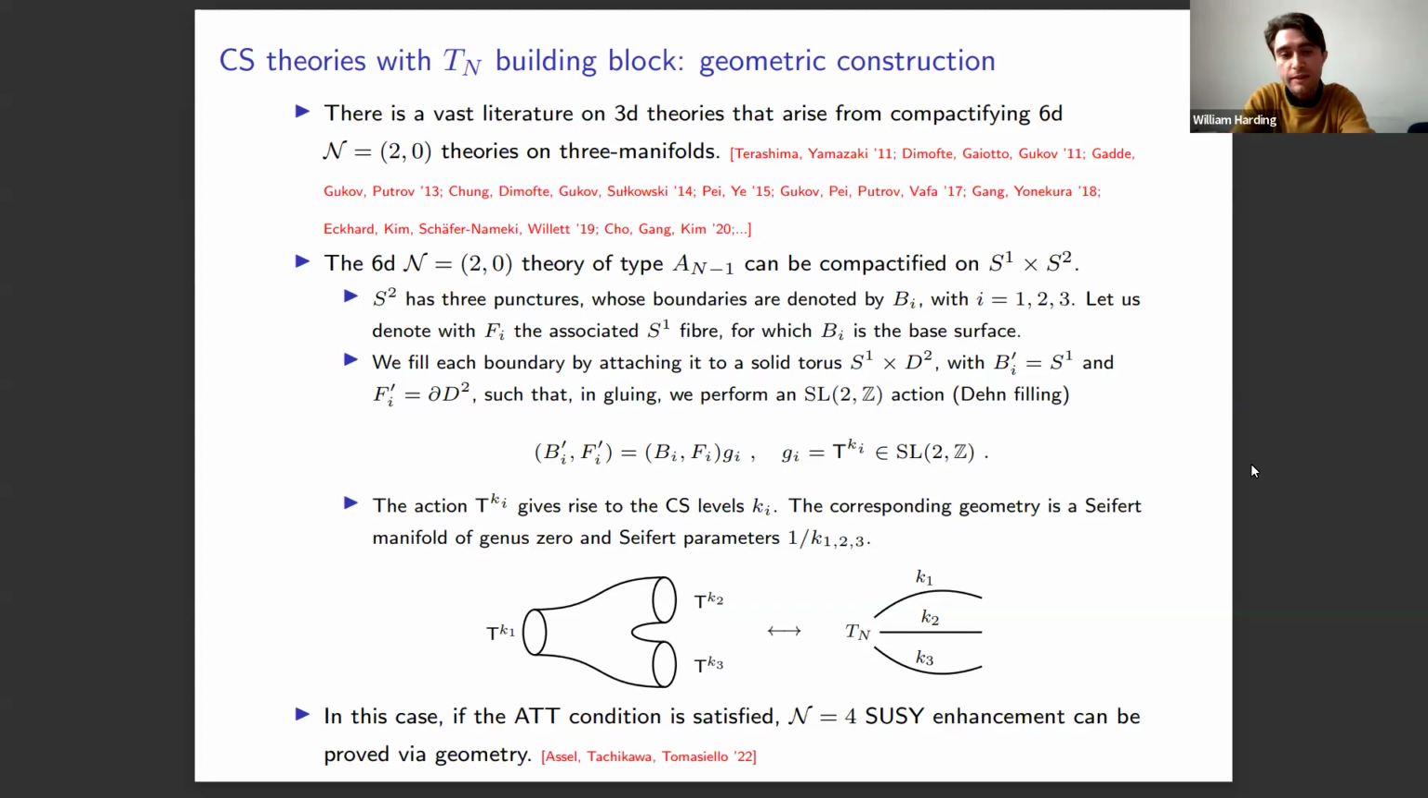The corresponding geometry is a Seifert manifold of genus 0 and Seifert parameters 1 over K1, 1 over K2, and 1 over K3. The corresponding field theory picture is this one: one copy of Tn whose flavour symmetry is gauged with Chern-Simons levels K1, K2, and K3, corresponding to the Seifert parameters. Now, in this case, if the ATT condition is satisfied, N=4 SUSY enhancement can be proved via geometry, as stated by Assel, Tachikawa, and Tomasiello.